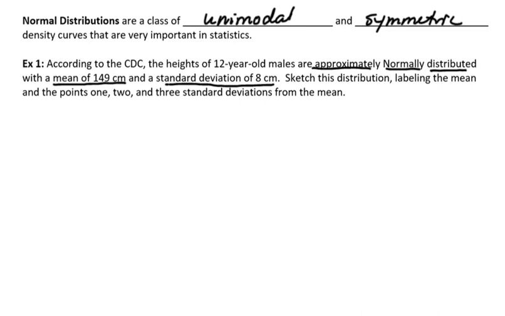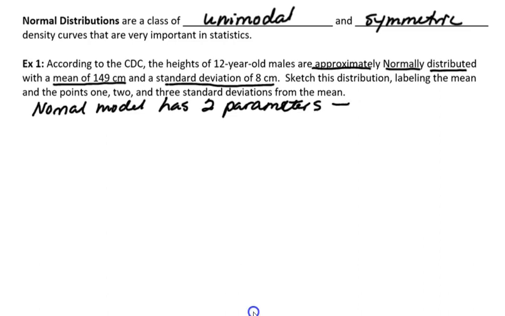So we're going to learn how to sketch a normal model and label it, and some characteristics of a normal model. So first of all, a normal model has two parameters. And a parameter is just a numerical description of the particular curve. So the parameters here are the mean, mu, and the standard deviation, sigma.